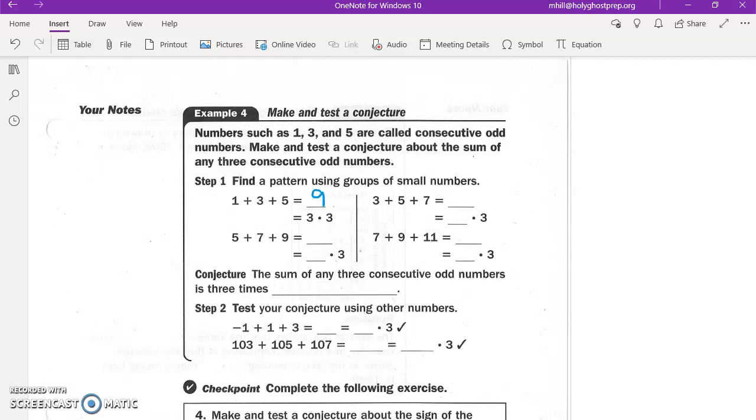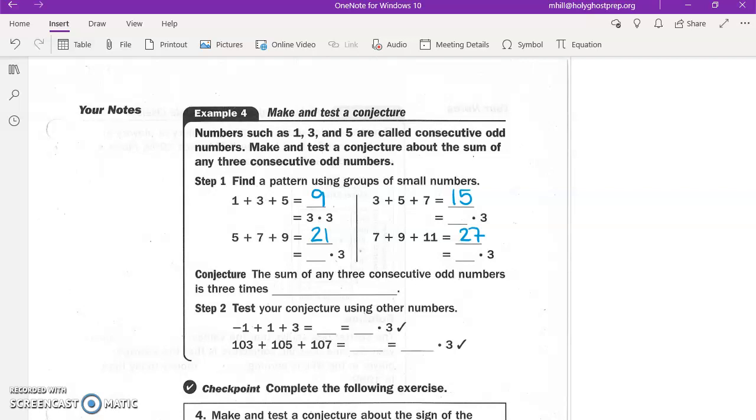5 plus 7 plus 9. 5 plus 7 is 12. 12 plus 9 is 21. Take a few seconds and figure out what 3 plus 5 plus 7 is, and 7 plus 9 plus 11. If you said 15 and 27, you are correct.